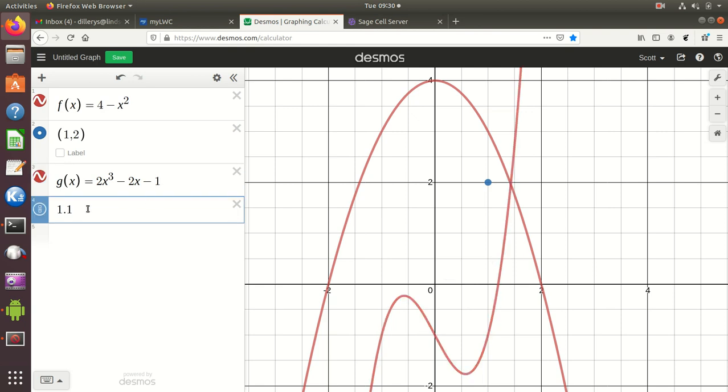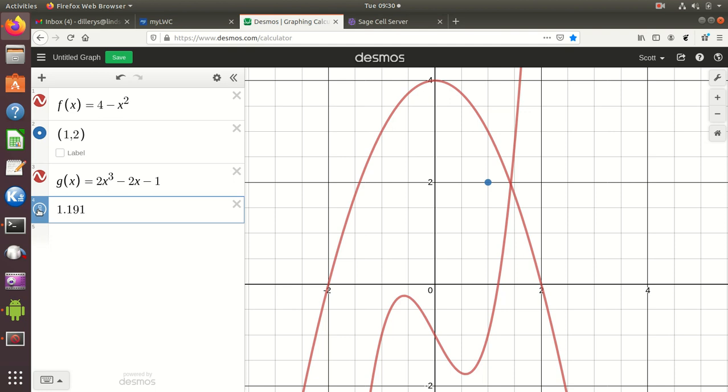1.191, cubed, and I get 1.68. Now that doesn't help me at all, right? So I don't know what this is. It would be nice in some ways to get a closed form answer instead of a decimal approximation.